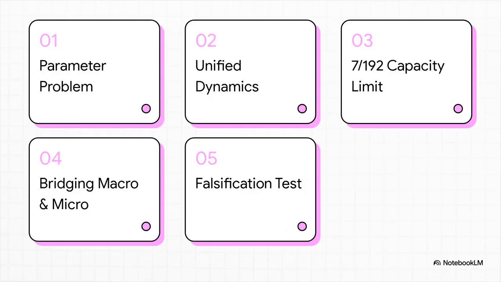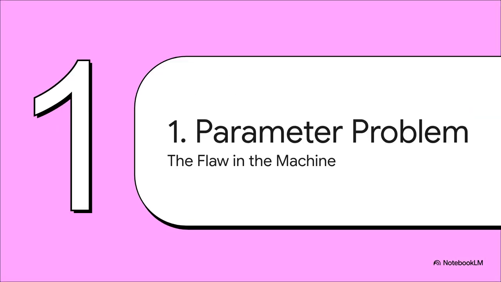So here is our roadmap for this explainer. 1. The physics parameter problem. 2. Enter unified dynamics. 3. The 7/192 capacity limit. 4. Bridging macro and micro. And finally, 5. The ultimate falsification test. All right, starting us off with section 1, the physics parameter problem, or the flaw in the machine.